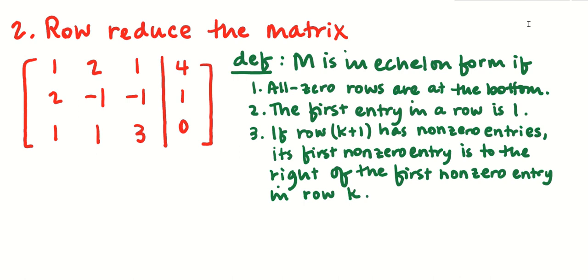So I'll tell you a matrix is in echelon form if all 0 rows are at the bottom. The first entry in a given row is always 1. And if row k plus 1 has non-zero entries, its first non-zero entry on that row is to the right of the first non-zero entry in the previous row. Which you might be like, what are you saying here?